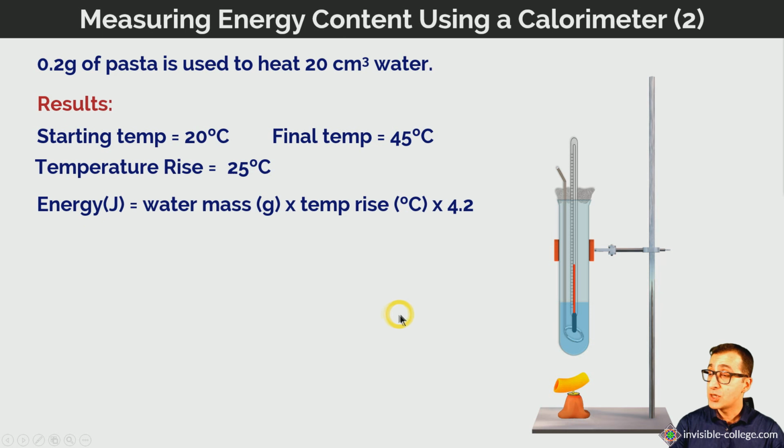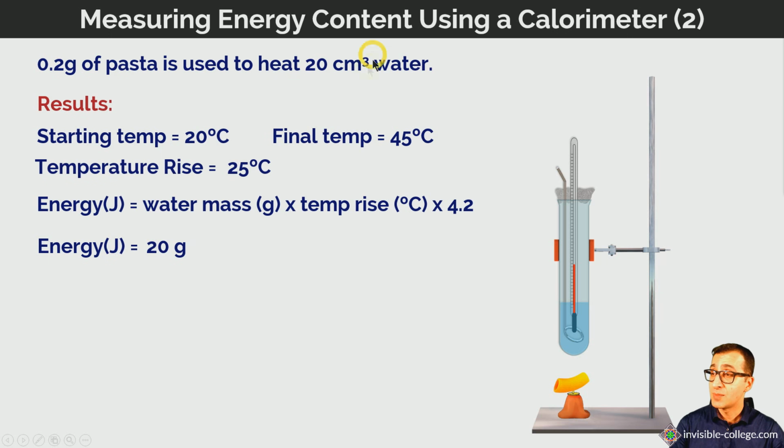So we can calculate the energy that was absorbed by the water by taking the mass of the water, which is 20 grams. Again, 1 centimeter cubed of water will have a mass of 1 gram because the density of water is 1 gram per cubic centimeter.